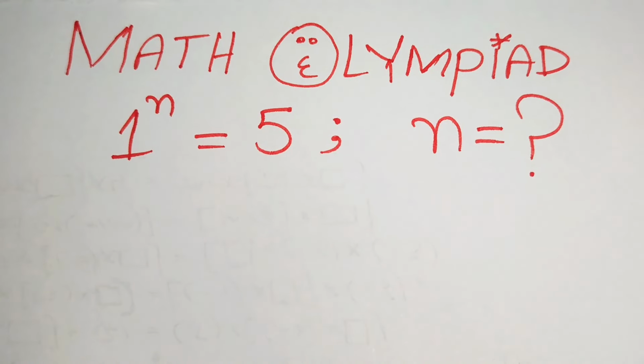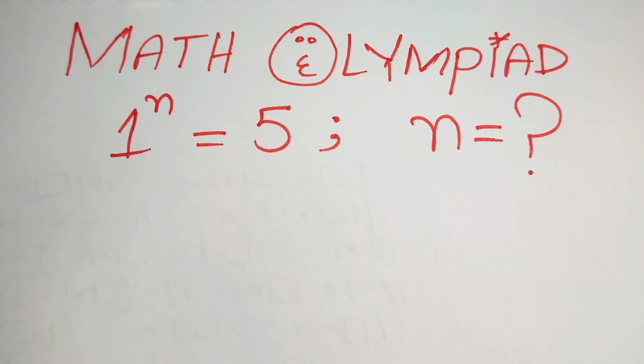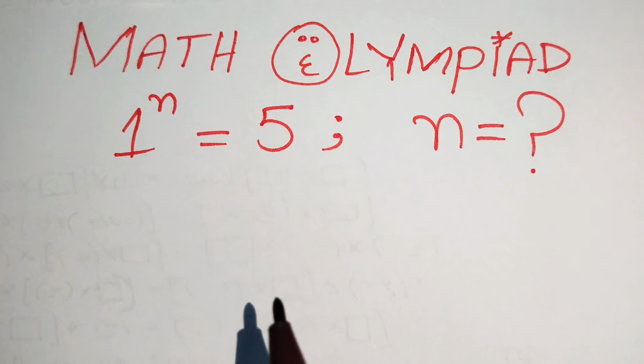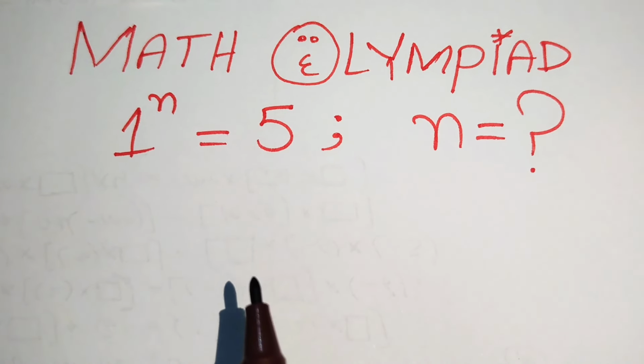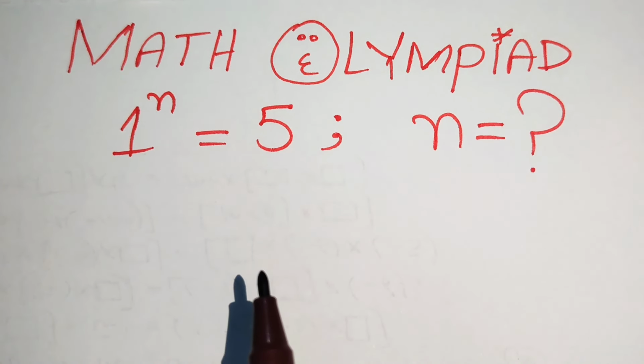Hello everyone, welcome to solve this math Olympiad algebra problem. Here we have 1 to the power of n equals 5, and we solve this problem for the values of n.